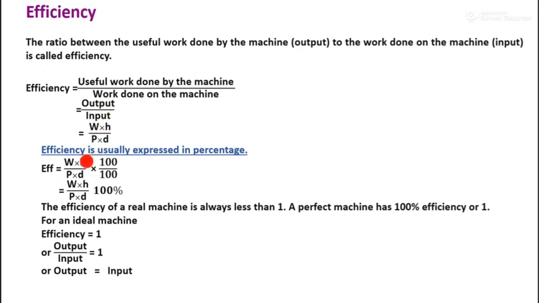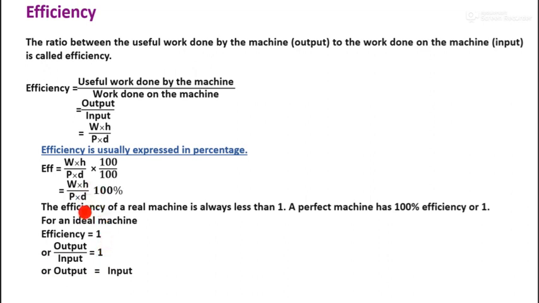This is output. Now efficiency is usually expressed in percentage, so when we express it as a percentage, we divide and multiply by 100. The efficiency of a real machine is always less than 1. A perfect machine has 100% efficiency, or 1, for an ideal machine. Output divided by input is equal to 1, and output is equal to input. This is for an ideal machine, and this is for a real machine.